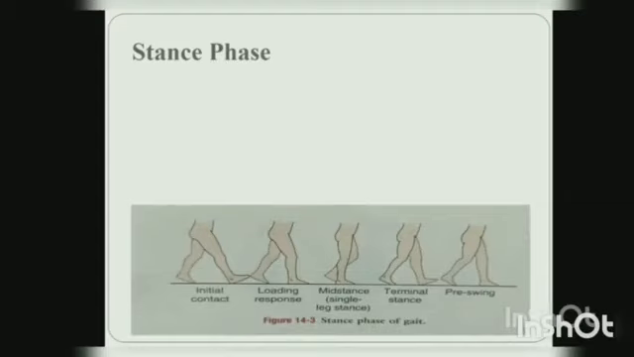Now comes the stance phase. Actually, what is the stance phase? It is when some part of the foot is in contact with the ground. You can see in the picture that the foot is in contact with the ground. Here the picture shows the gait cycle of the right foot, and these are the 5 subcategories of the stance phase. So we can describe the stance phase as when some part of the foot is in contact with the floor. It is called the stance phase.